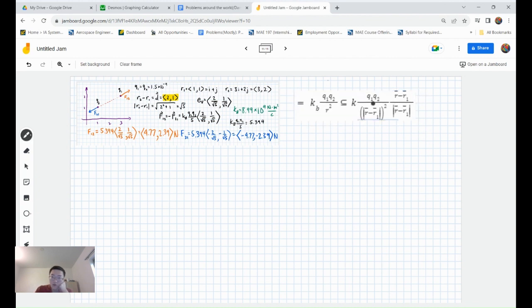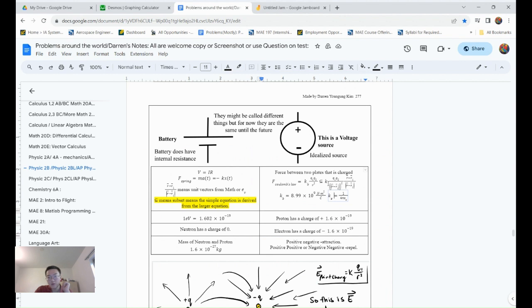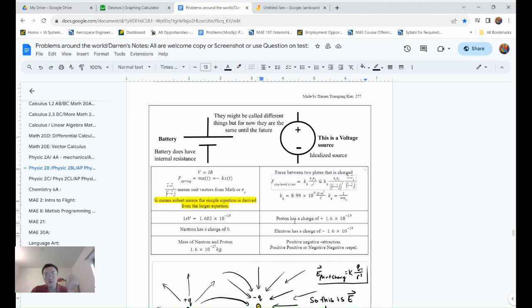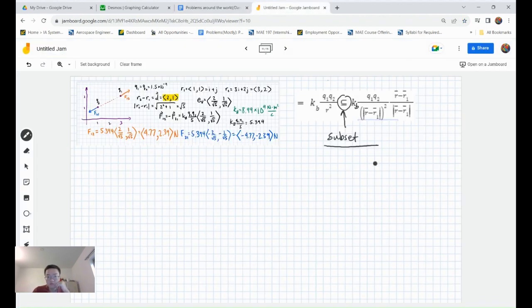So over here, this symbol means that this is a subset. And for some reason, Jamboard is lagging behind. Whatever. This should have kB actually. It doesn't matter because kB has so many definitions. Later on, kB has a definition of something in entropy for some reason.